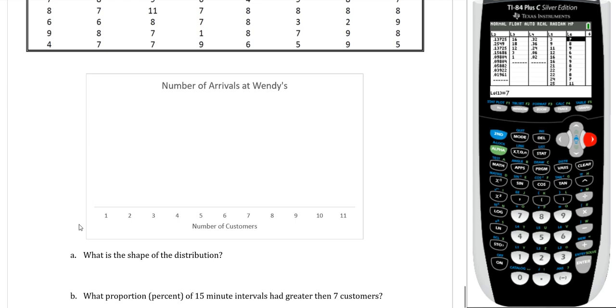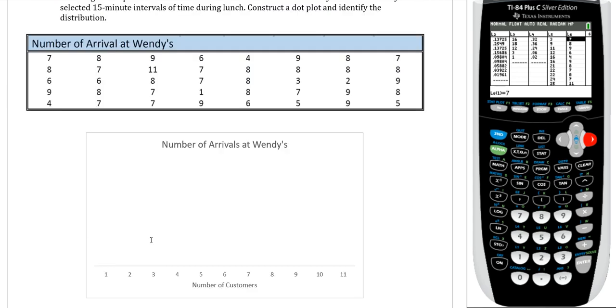We're going to more or less simulate that. And all we're going to do is count up the occurrences for each of the number of customers. For example, I have a singular 1, and all I'm going to do is represent that with a dot. For every occurrence, I'm going to represent that with multiple dots, just going up in a vertical fashion. So that's what a dot plot is.